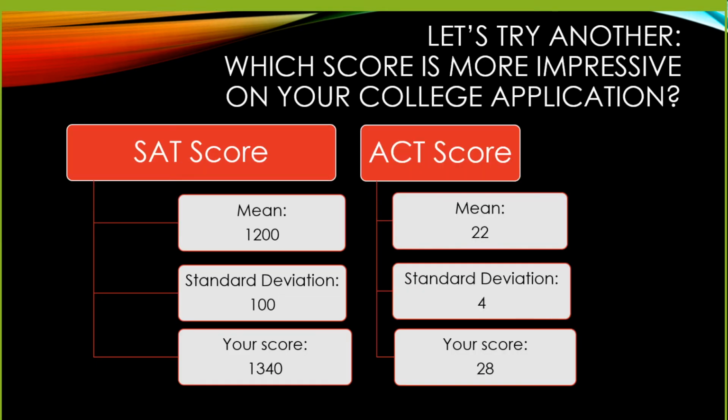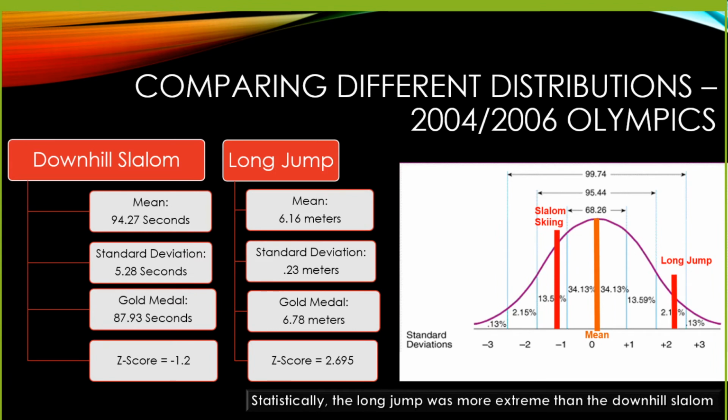Okay. So showing what we just did graphically, if this is average, once we've standardized to a bell curve, our slalomists were 1.2 z-scores, 1.2 standard deviations below average, where our long jumpers were 2.7 standard deviations above average.